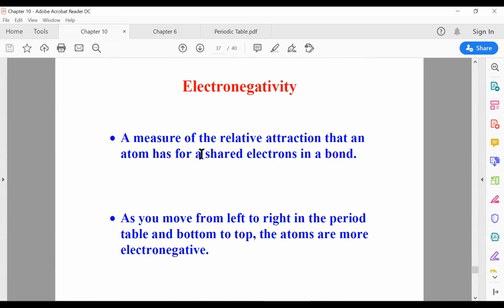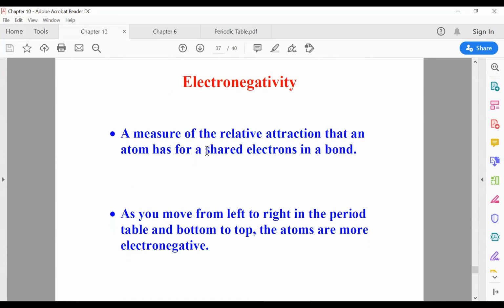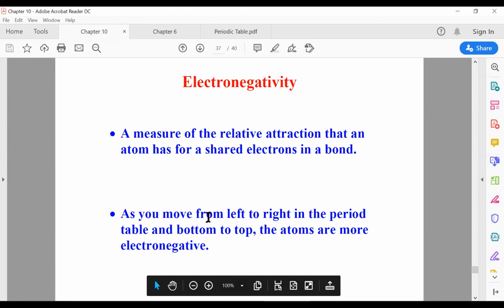Now, this won't be on a test, but it's good to know, that not all atoms are equal. And some of them are stronger than others when it comes to keeping electrons near each other. And so when you have two atoms sharing electrons, one might be stronger than the other, and it says, I'm bigger than you, stronger. I'm going to keep the electrons closer to me. And when you look at the periodic table, when you move from left to right, bottom to top, we call this strength electronegativity. Atoms have more electronegativity.